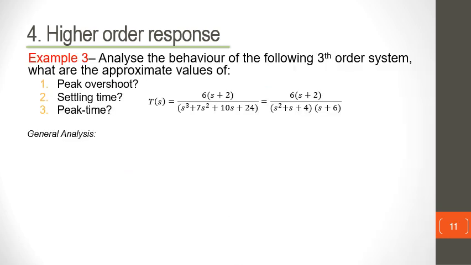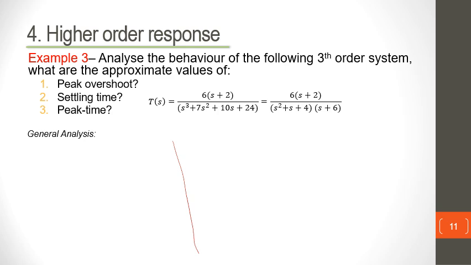So for a higher order system, let's consider the following example. Analyze the behavior of a third order system. After analyzing, what are the approximate values of the peak overshoot, settling time, and peak time? Remember, we in actual fact do not have a generic formula to describe the behavior of third order or higher order systems. But what we rely on is the fact that higher order systems behave like lower order systems as long as they are dominant poles and zeros.